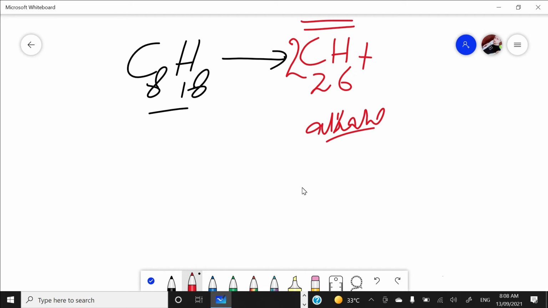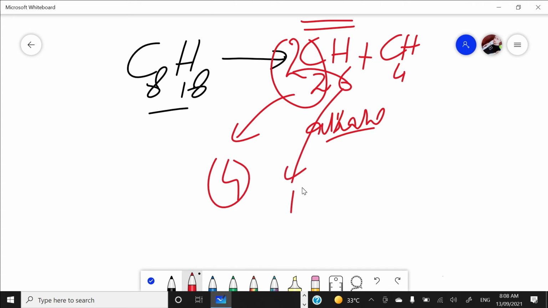So I'm still left with C4H, how much? 4 carbons are gone, 12 of the hydrogens are gone. So I'm still left with 6, but 4 twos are 8. If I make it 6, then it will not again be an alkane. It will be something different. And let us see what this will look like.